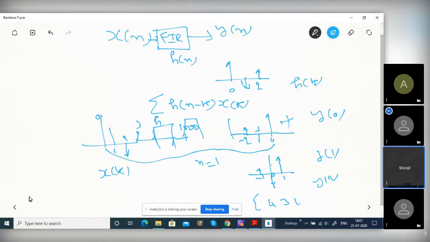Shreya is going to write this FIR filter. She is going to write a MATLAB program. We'll be using this.